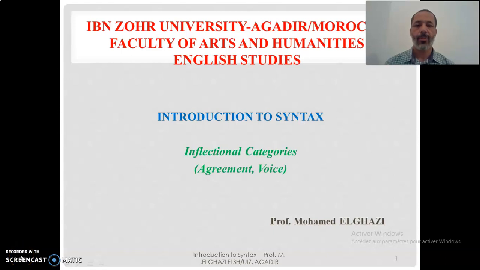In the previous lecture, we studied three important inflectional categories: tense, aspect, and mood. And we said that sometimes these categories are realized with independent morphological marks, and most of the time they are realized associated to each other, which means it is sometimes difficult to disentangle one from the other. Today, we're going to see two more inflectional categories, namely agreement and voice.